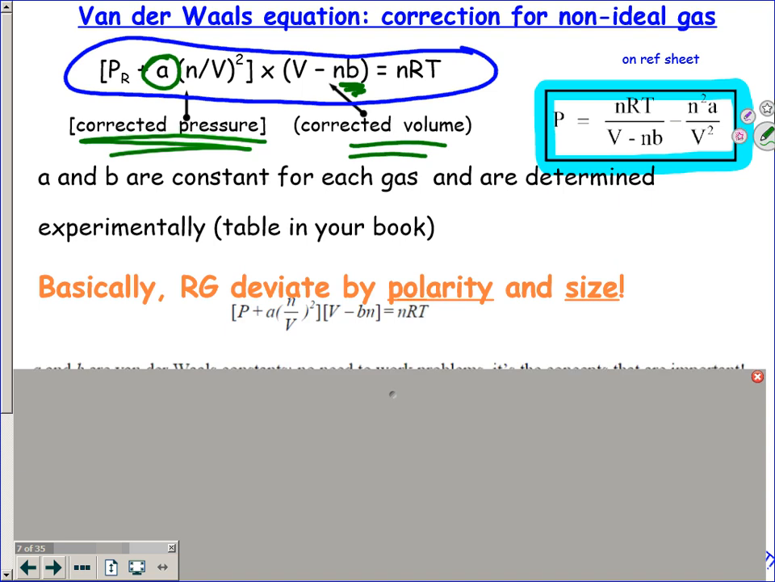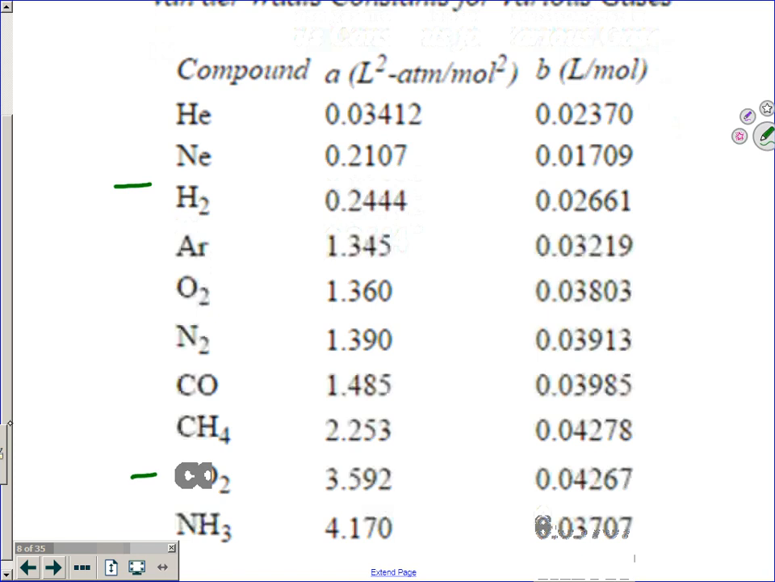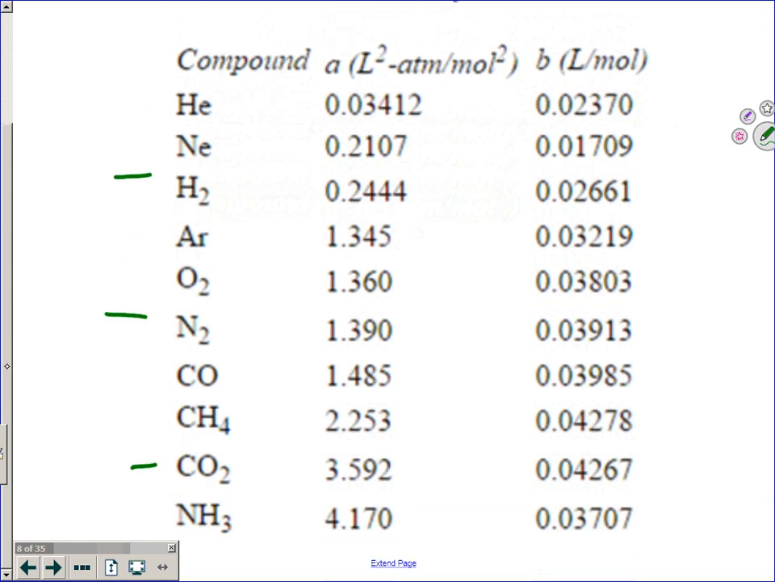So in terms of what we actually need to talk about, I'll do this now. There are charts like this in your book, and I want you first to tell me, looking at the A values and B values, which are the van der Waals constants, for hydrogen gas, carbon dioxide, nitrogen gas, and methane, predict which of these gas molecules show the strongest intermolecular forces.